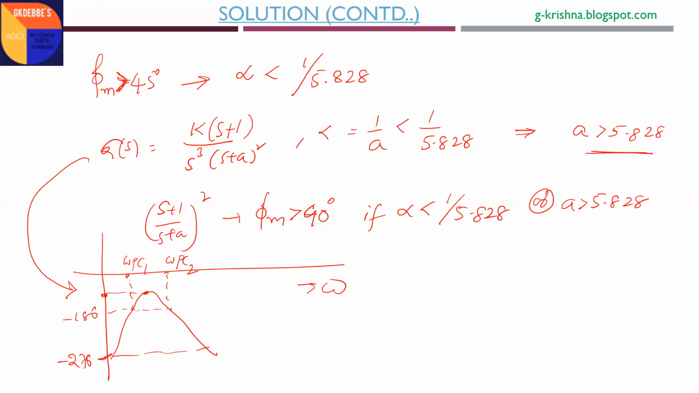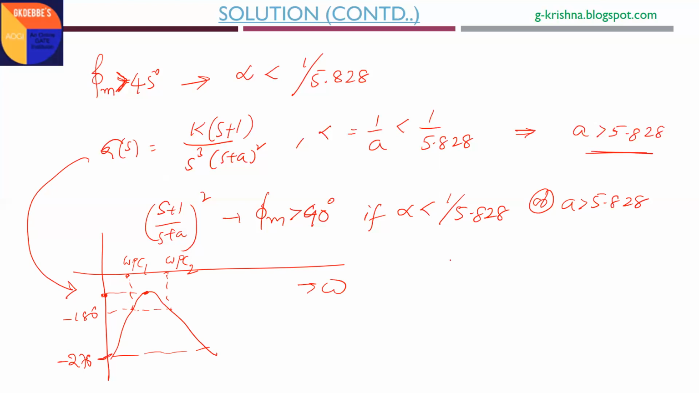Two phase crossover frequencies. Definitely for two values of k, the root locus plot will cut the positive imaginary axis, that is plus j omega pc1 and plus j omega pc2, and for two values of k the closed loop system will be marginally stable.